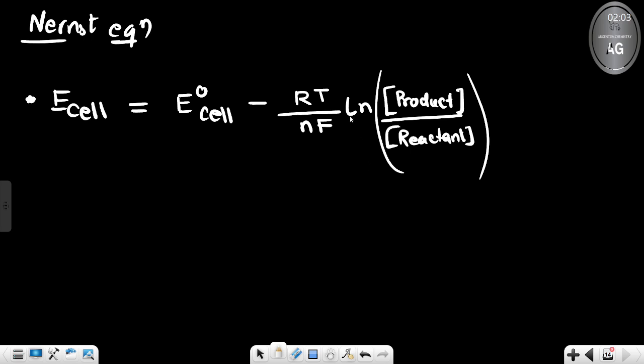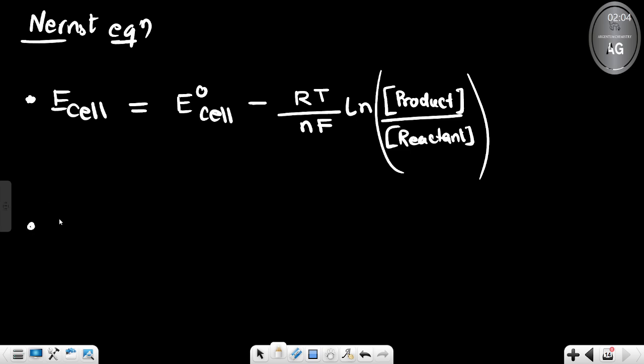If I convert this ln to log, and put the values of R, T, and F, then what will I get? I will get some value. This T is the temperature of standard potential, 298 Kelvin. So if I put T as 298 Kelvin, R's value, and F as 96,500 coulomb, that is 1 Faraday, I will get some value, and that value only I will use, because every time it is not possible for me to put these values. Clear? So I will simplify it.